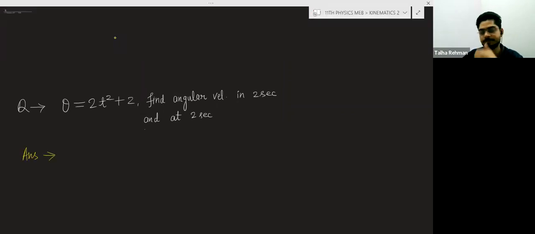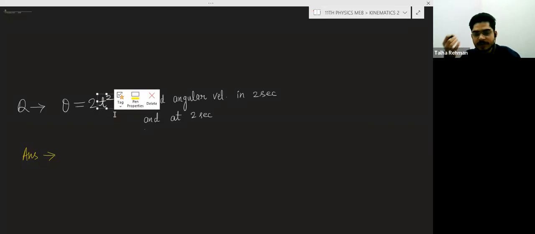So theta is given, and basically theta is variable. With time theta will change. If you put different values of time, you will get different values of theta. The change of theta with time is angular velocity, and we can measure it in two ways, either instantaneous or average angular velocity.